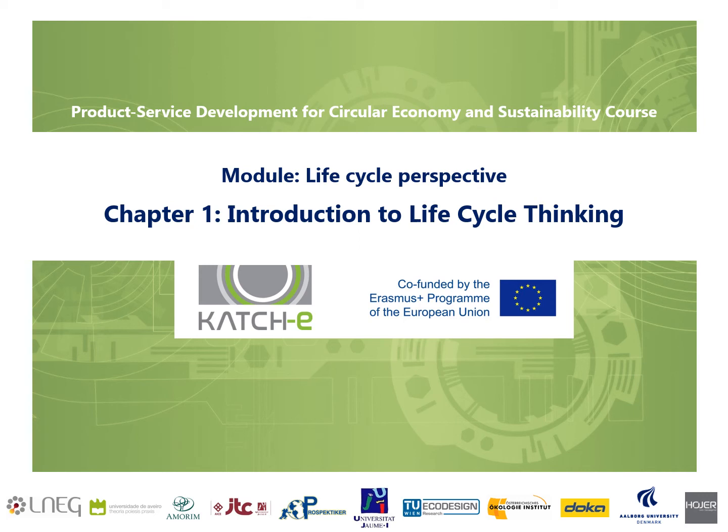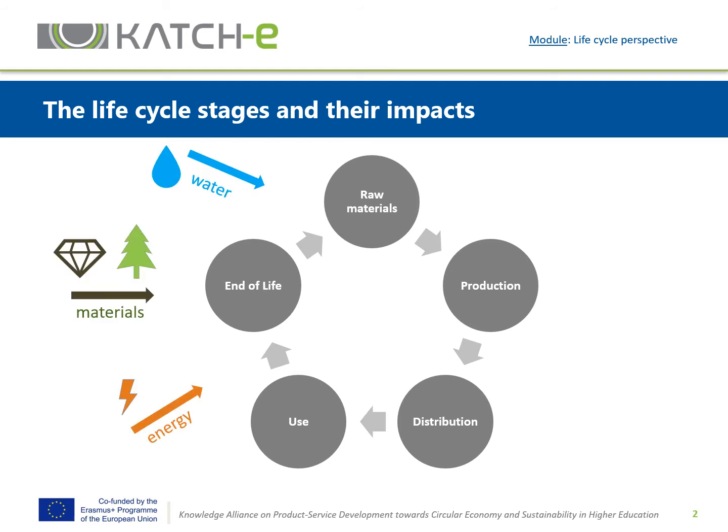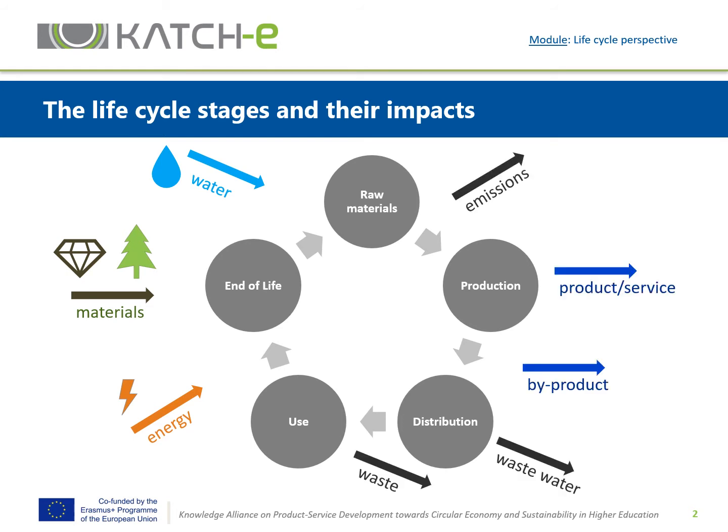Chapter 1: Introduction to Life Cycle Thinking. There are 5 main stages a product or service goes through. In each stage, activities are needed which require inputs and create outputs, positive as well as negative ones. Inputs are raw materials, water and energy sources. Outputs are products or services, byproducts, emissions and waste.